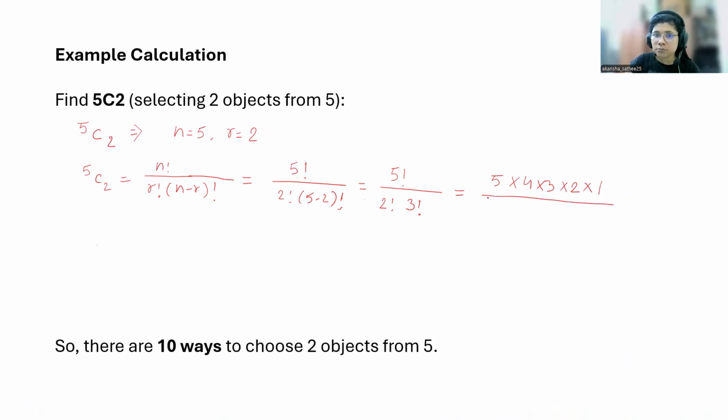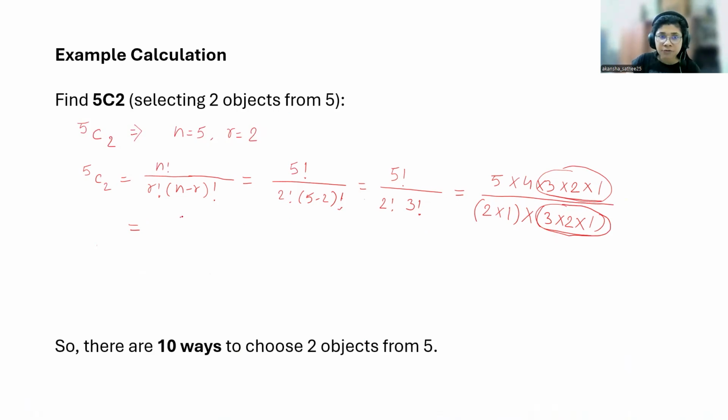Upon, what is 2 factorial? It is 2 into 1 into 3 into 2 into 1, right? That is 3 factorial. Now you cancel out. So you can see that 3 into 2 into 1 is sitting in the numerator as well as in the denominator. So you can easily cut this term by this term, right? These both terms you can cancel out.